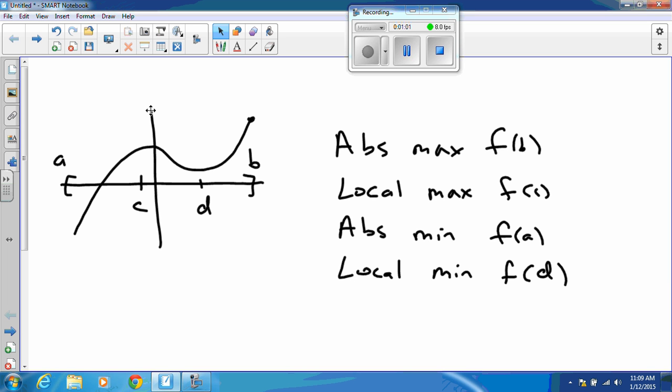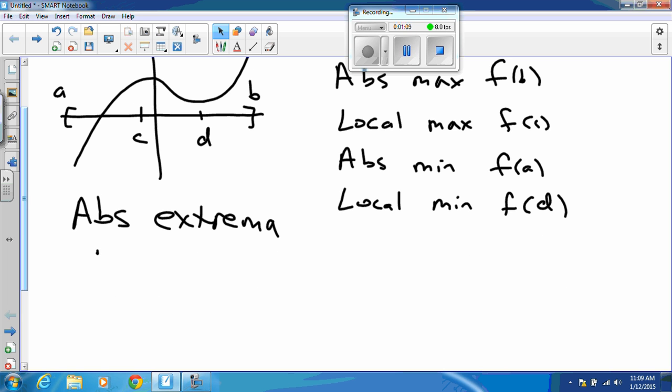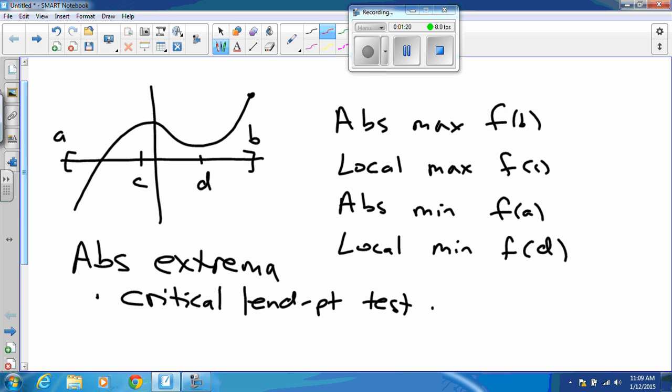Our tests for absolute extrema are either the critical point and endpoint test, and the reason that works is that either my max is going to be in the interior, in which case it is also local, and so it has to be at a critical point, or it is at the endpoints. And so if I find the largest one of those, I have the absolute max. I have the absolute min for the smallest one.